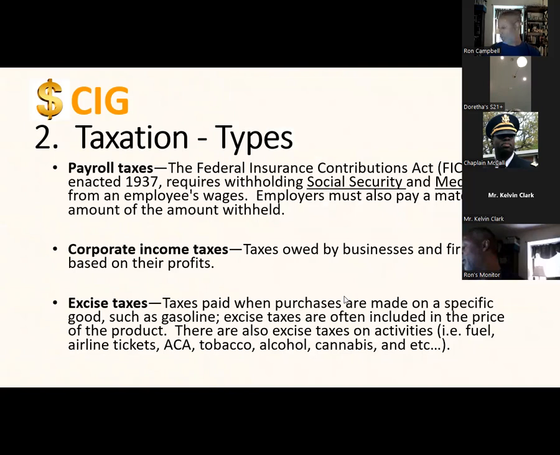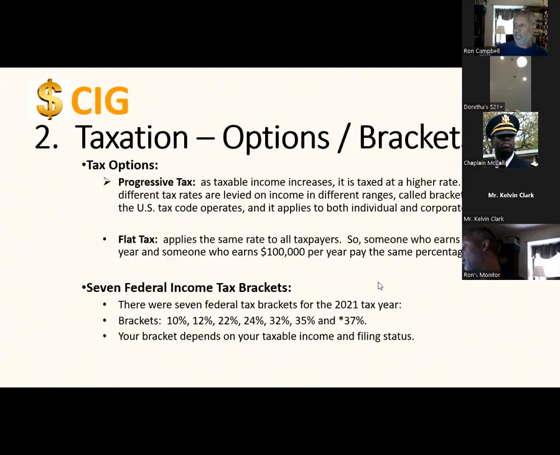All right. We're almost to the PEs, payroll taxes. You can see here in 1937, the FICA law was passed, and that required companies to withhold Social Security and Medicare from your pay. But the employers must also pay a matching amount, whatever they withhold, and send directly to the federal government. Okay. Corporate taxes, you know what that is already. Excise tax, we already covered that. I just want to go back down to the bottom, the et cetera. It's fuel, airline tickets, the Affordable Care Act, tobacco, alcohol, cannabis, and et cetera. Those are some things that I use.